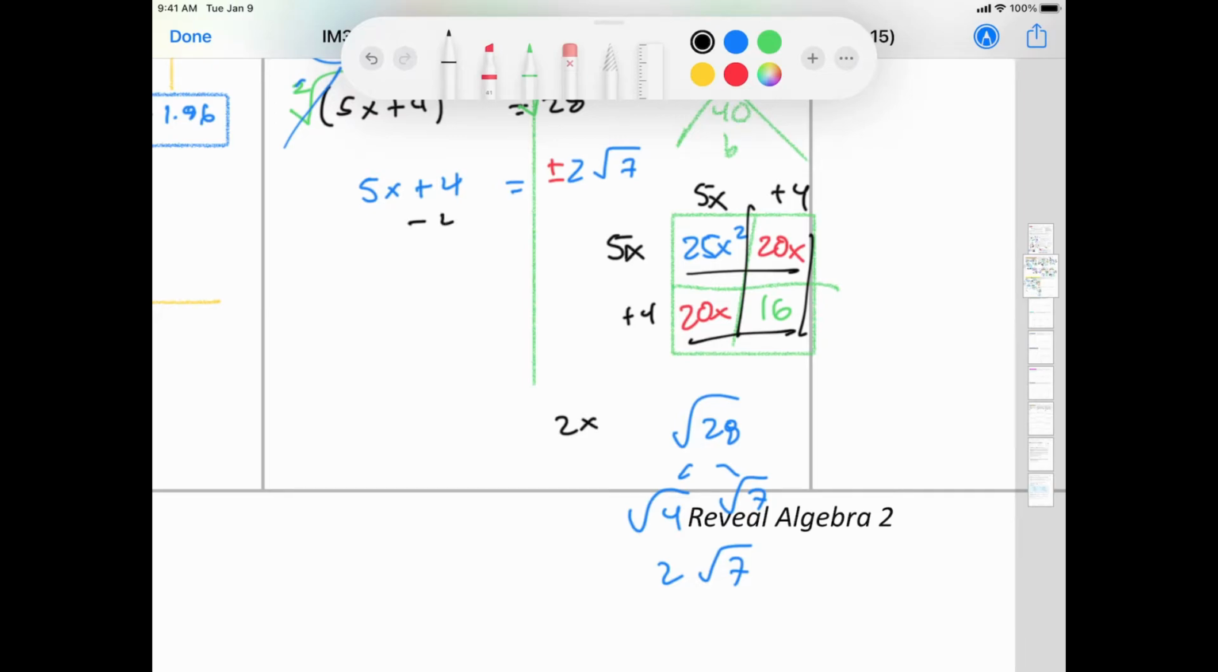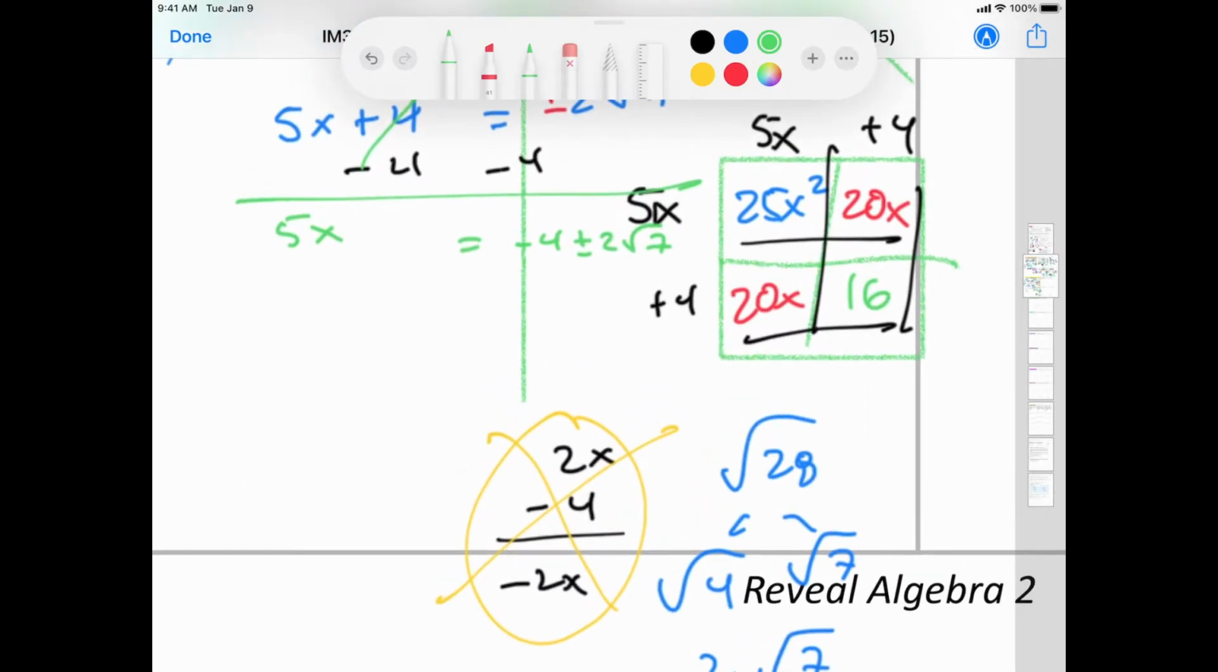Now, if I subtract 4 here, you would not do something like this and say negative 2x. Why is this wrong? Because 2x and negative 4 are not like terms. So you would not do something like negative 4 plus or minus 2 because they're not like terms. Does that make sense? So basically, you're like, well, what happens? It just goes right in front. Negative 4 plus or minus 2 radical 7. And then if we just divide by 5 here, that's our answer.